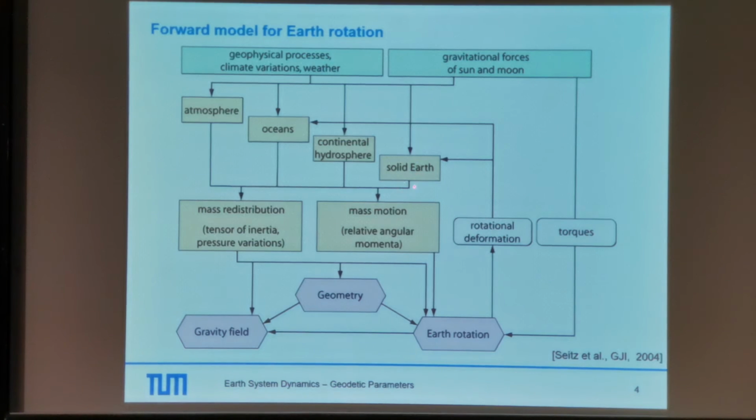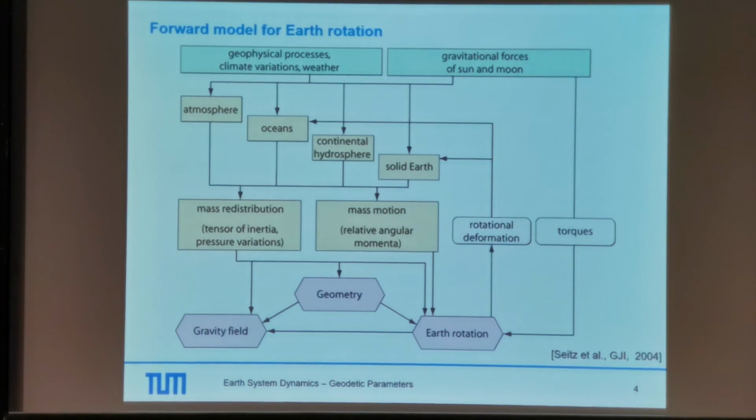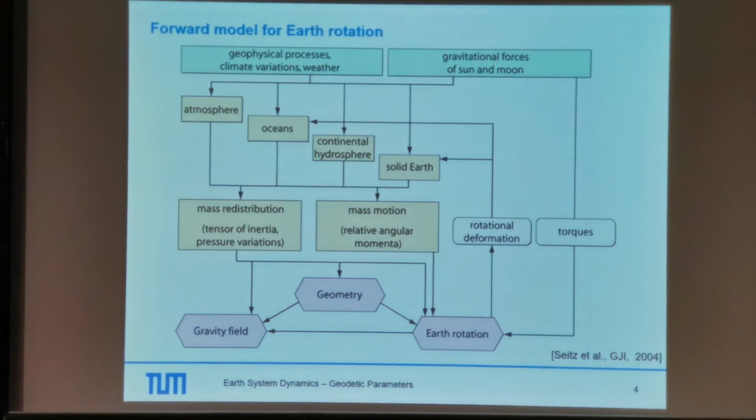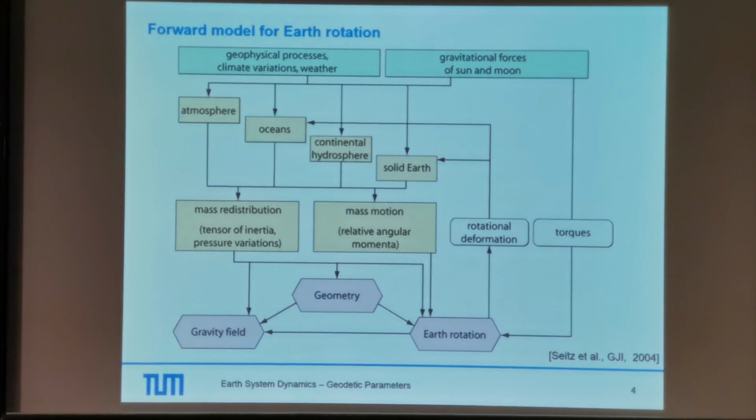Based on these four subcomponents, he computed mass redistributions and mass motions. Mass motions can be related to the relative angular momentum with small h quantities. Mass redistributions cause variations in the tensor of inertia. And these two quantities affect for sure the geometry, since we have, for example, the rebounding effect or whatever. They affect the gravity field, since mass is transported from point A to point B. And as we learned before, they both affect Earth rotation variations.